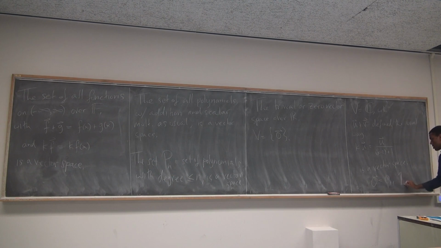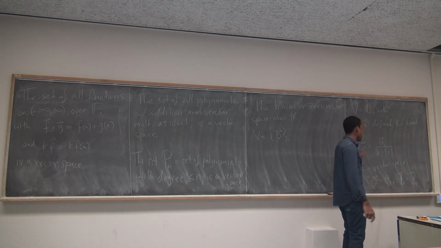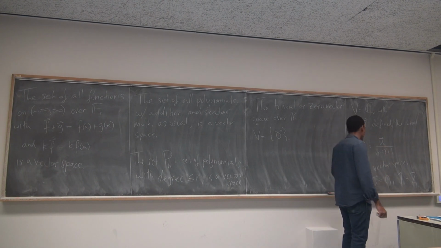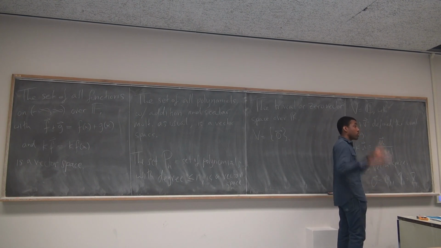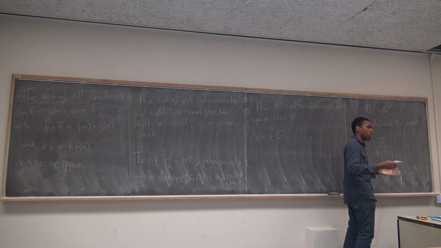What is your 1 in this set? One is the number 2. If I multiply this by a 2, I would actually get u itself. So 2 times u gives me u, therefore the number 2 is my number 1.